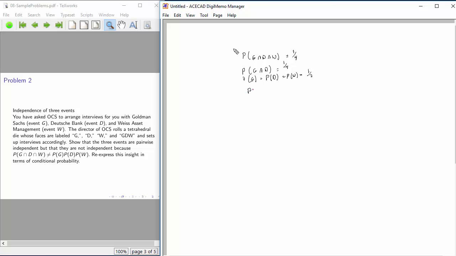The probability of G intersect D and the probability of G times the probability of D are both equal to 1/4. However, the 3 events are not independent, because the probability of G times the probability of D times the probability of W is 1/2 cubed, which is 1/8, which is not equal to the probability of the intersection of the three events.